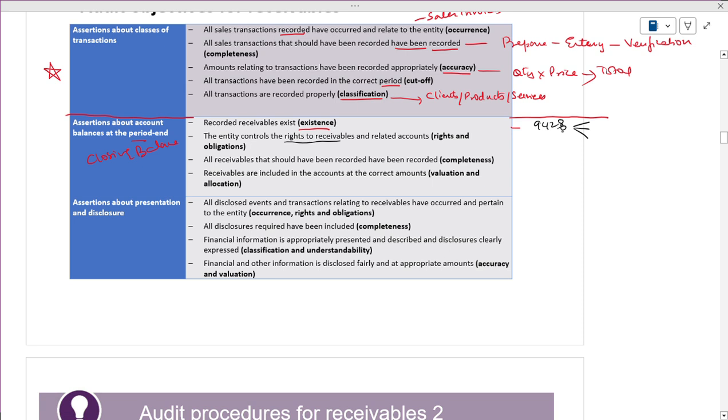When you are saying 9,428, I am just giving a small example. It means you have the right to receive that amount at the end of the closing period. If you have receivables this period, next year you are expecting that they are going to be received. All receivables should be recorded, have been recorded. Completeness.